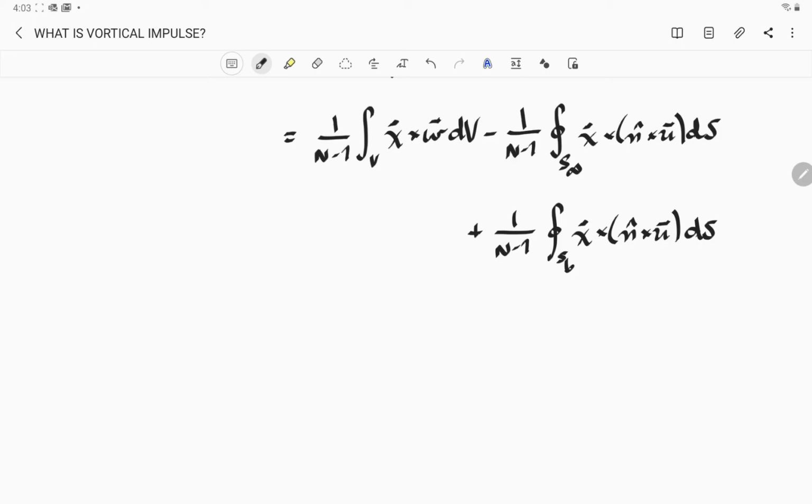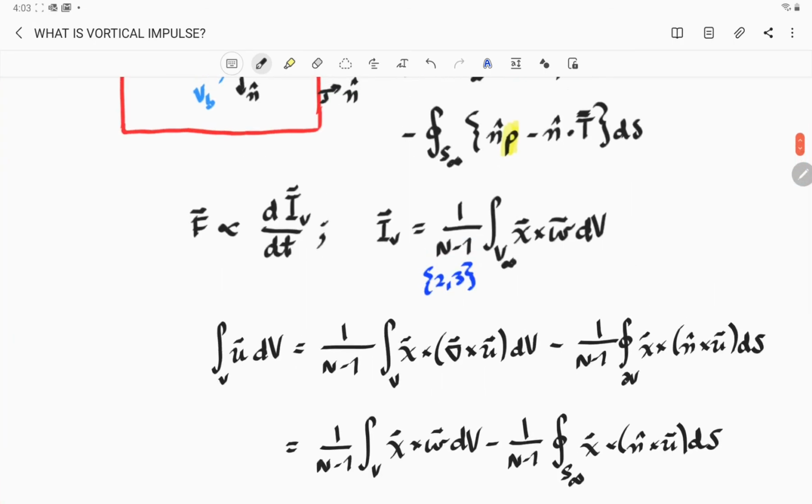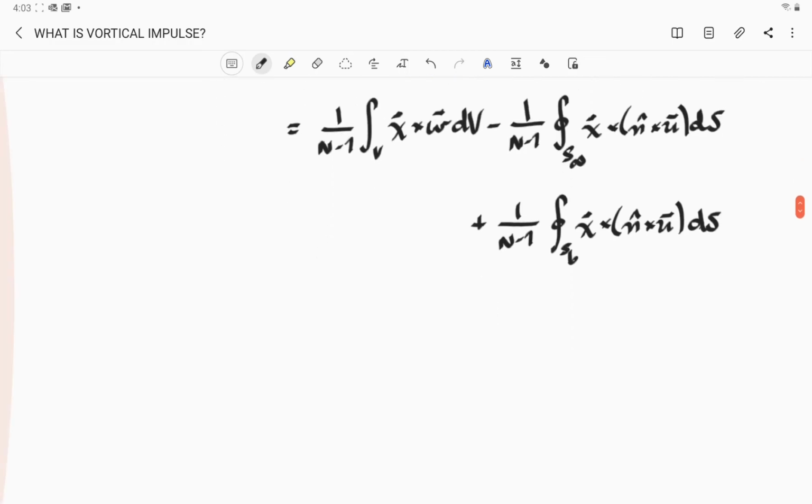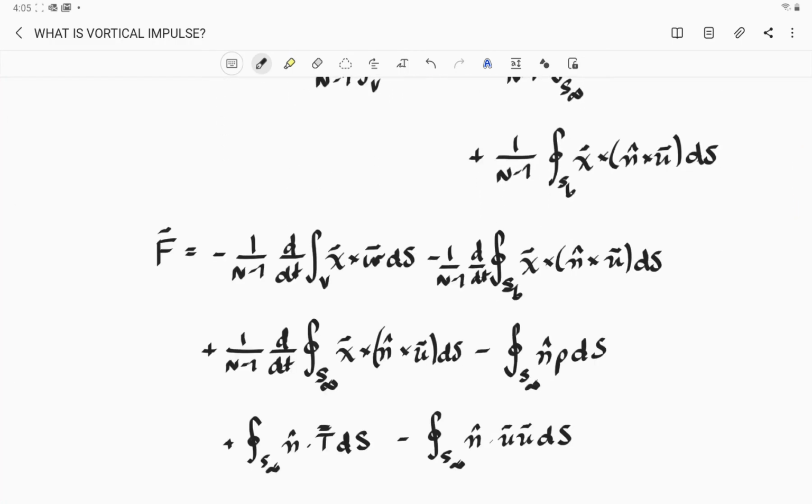Okay, so now we can substitute this back in to our expression for force. Let's see what that looks like. So I'll come down here, and voila, there it is. So I've just substituted that identity into the expression for force. Now I've removed all of the densities here. So without loss of generality, I should say this is for the case that rho is equal to 1.